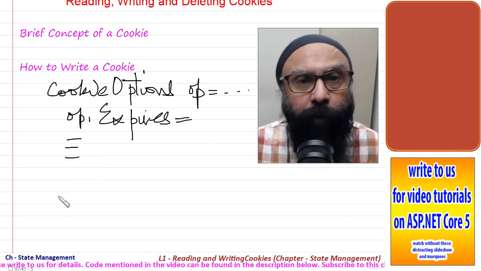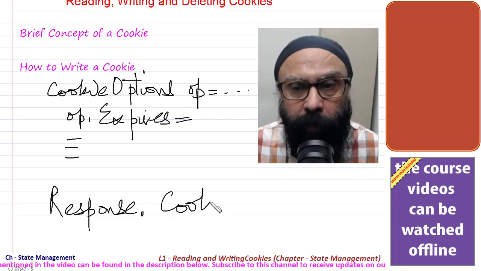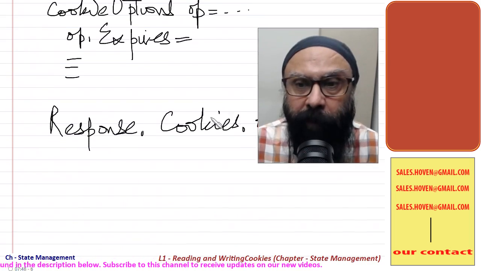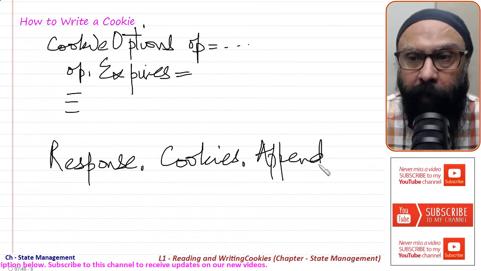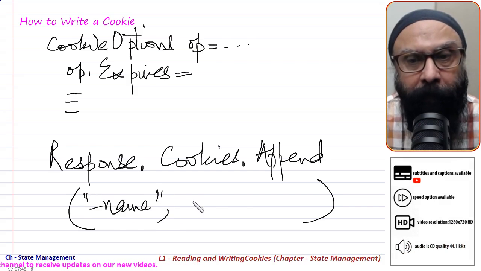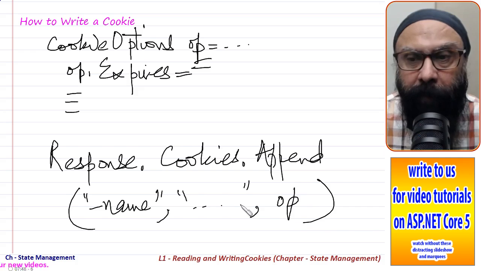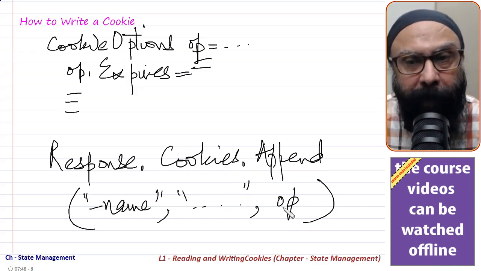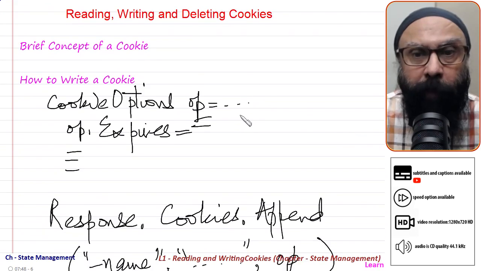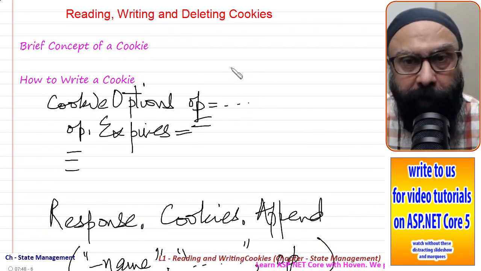And after that your program has to call the method response.cookies.append. And what do you append to that? You append the name of your cookie as the first parameter. Second is the data, whatever you want to write, and third is these options. So this is a brief code about how to write a cookie using ASP.NET Core, and we will come in a moment to how to actually write it.